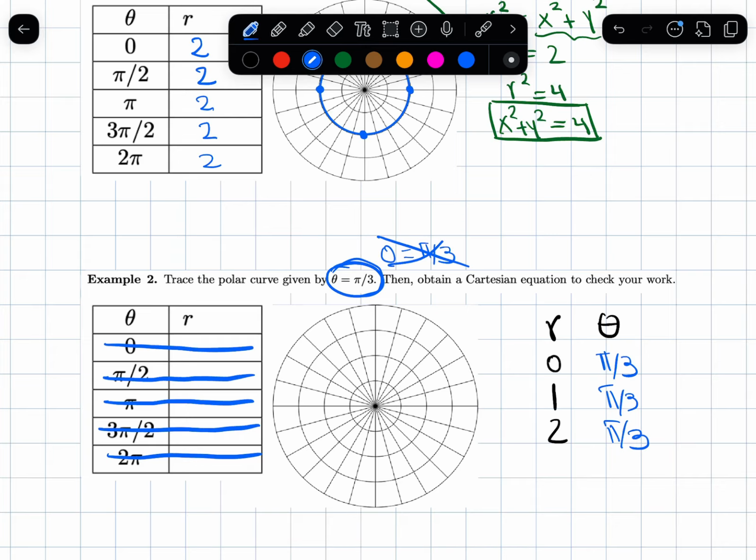So what is happening on this graph? If I look at the direction pi over 3, and I think I've counted this before, each little sector in my polar grid is pi over 12, which means that to get pi over 3, I need 4 of these. So all of this is going to be pi over 3 right here at this angle. 1, 2, 3, 4. I will get pi over 3. This is pi over 3. Okay.